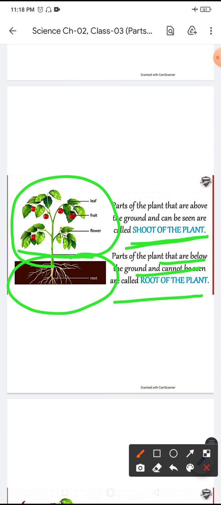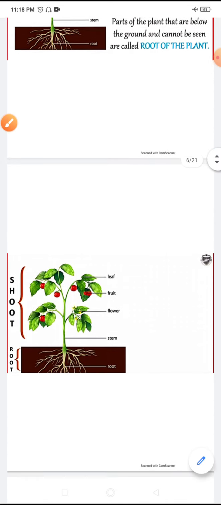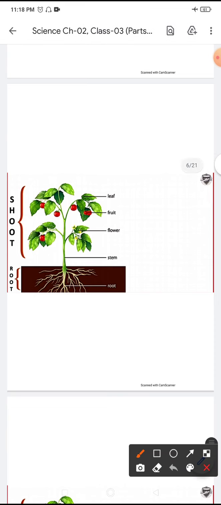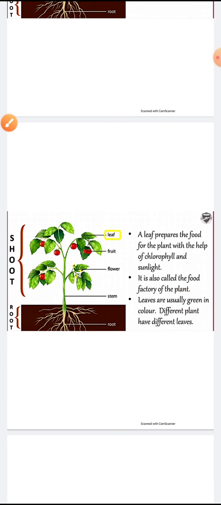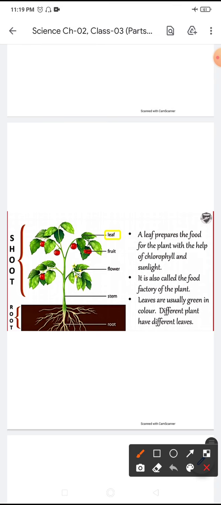This down portion is called root of the plant, and that which is visible, up on the ground, is called shoot system or shoot of the plant. Okay, now next, see, this portion is called shoot, and this portion is called root. Okay, now see the function. See the function of leaf first. A leaf prepares the food for the plant with the help of chlorophyll and sunlight.